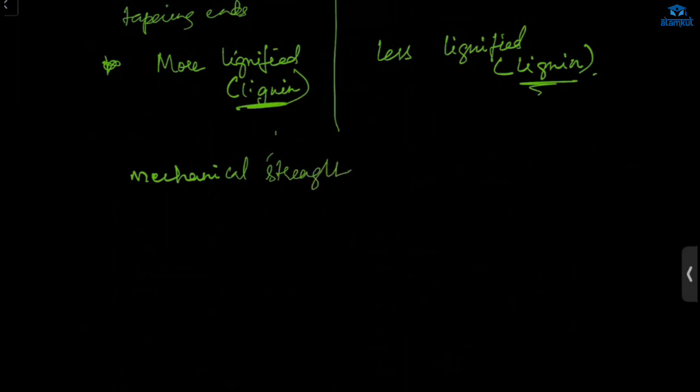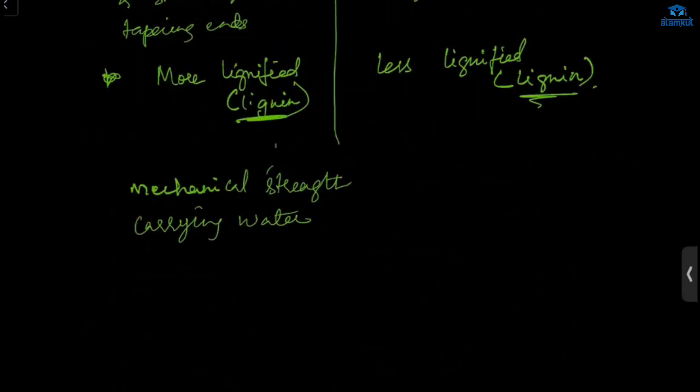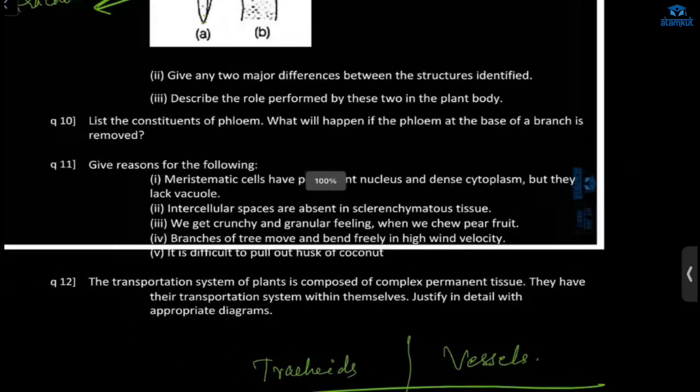And one more thing, their function is what? Carrying water. Ma'am, for vessel, both are the same? Both the same, water and minerals. They carry vertically, okay? In the first question you have seen which type of conducting tissue conducts water and minerals vertically. It is tracheids and vessels. Next we'll see the 10th one.